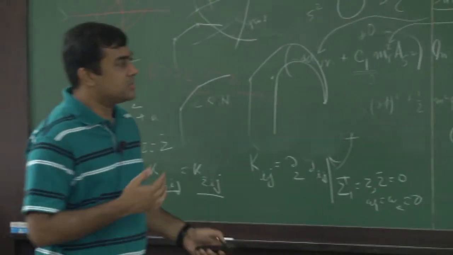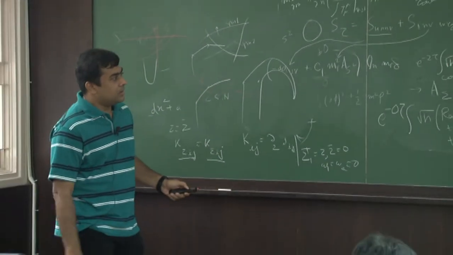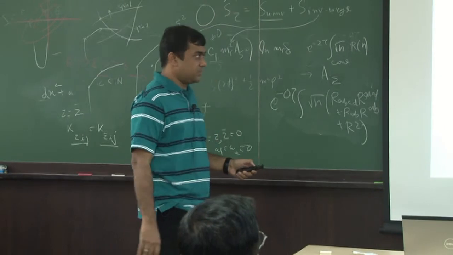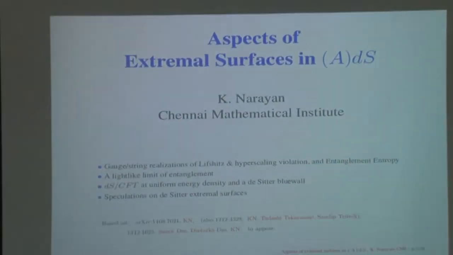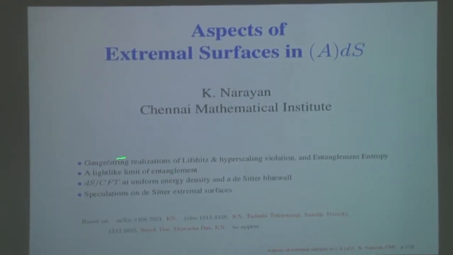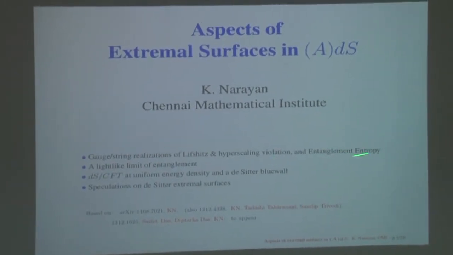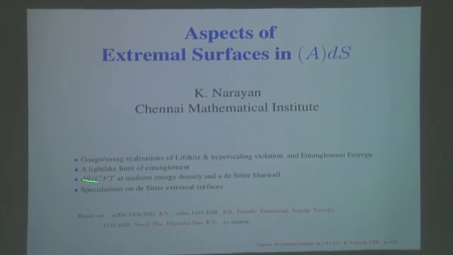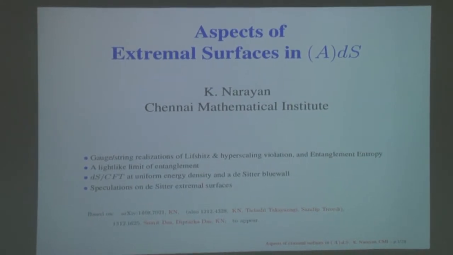So here's an outline. I'll begin by talking about various non-relativistic investigations that have happened over the last few years on Lifshitz and hyperscaling violation. And I'll review certain gauge string constructions that I had and that have been developed since then, and I'll discuss entanglement entropy in them. This will suggest a lightlike limit of entanglement, which I'll then discuss.